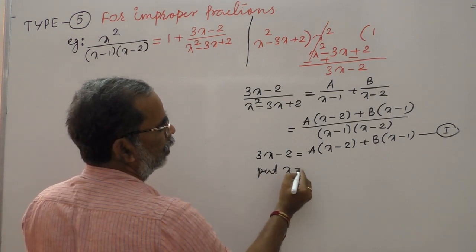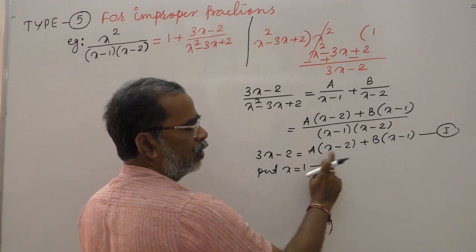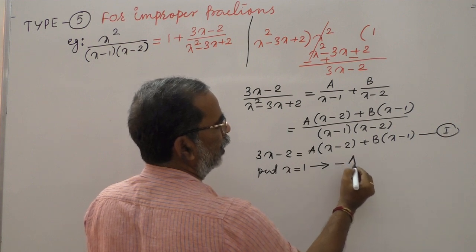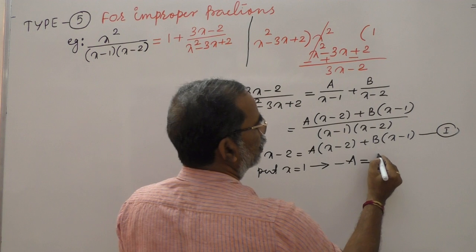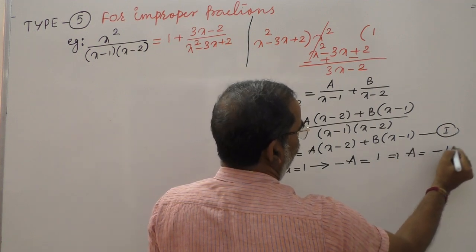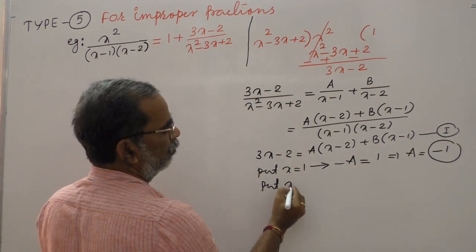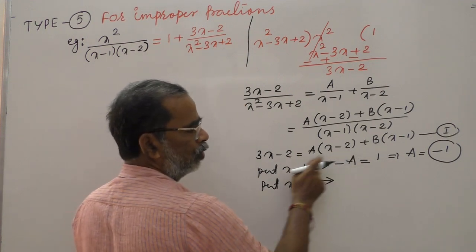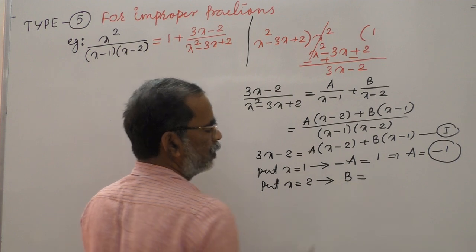You put x equal to 1. If you put x equal to 1, this becomes 0. If you write 1 here, 1 minus 2 is minus 1, that is minus a. If you write 1 here, 3 minus 2 is 1. This implies a value is minus 1. There is another linear factor, therefore you can take one more value. x equal to 2, this becomes 0. 2 minus 1 is 1. 1 into b is b.